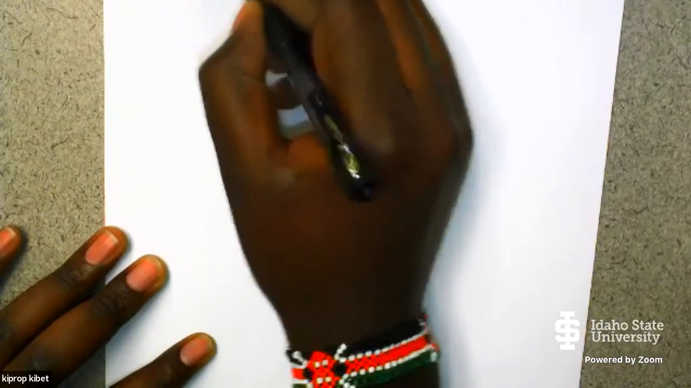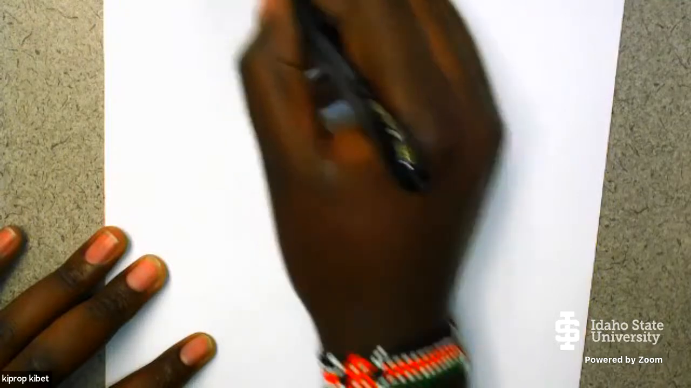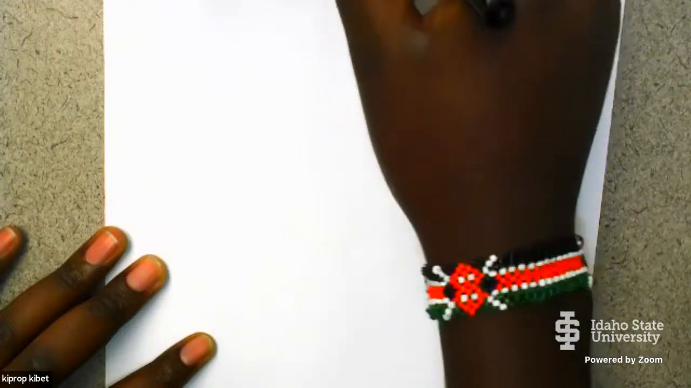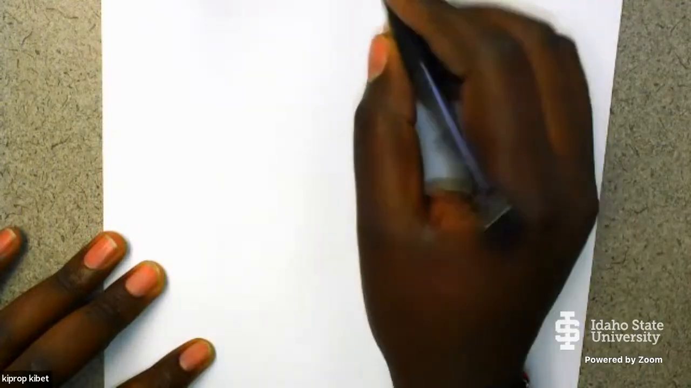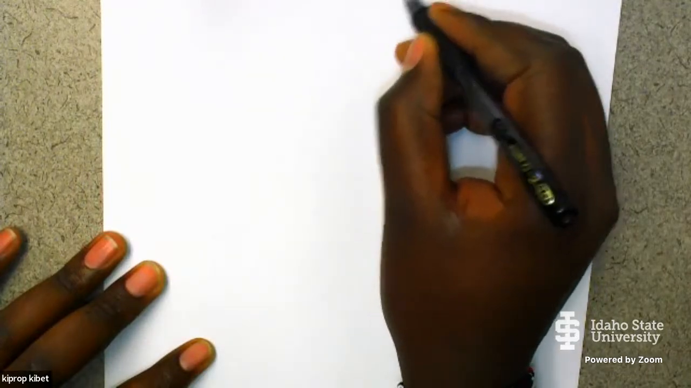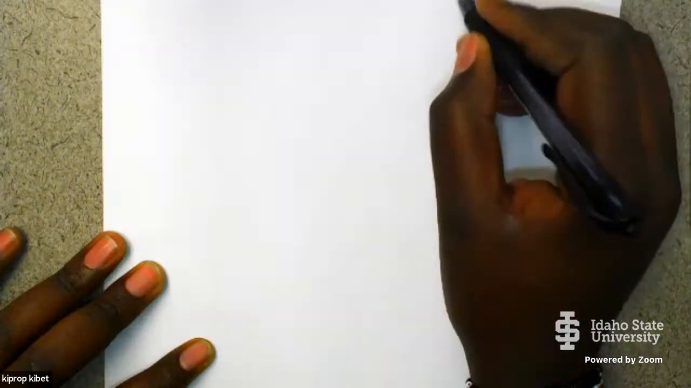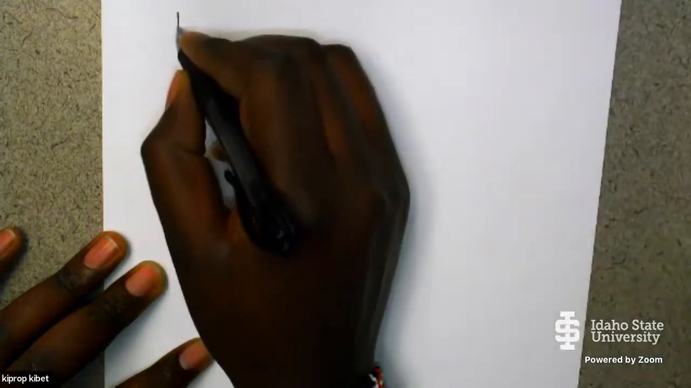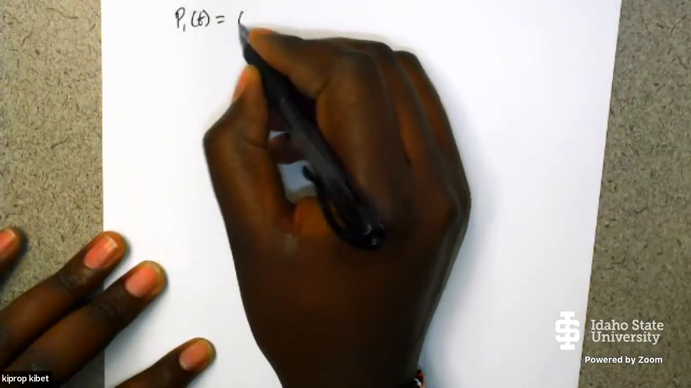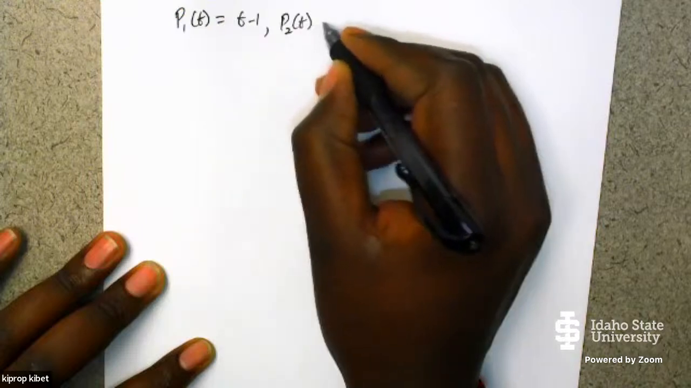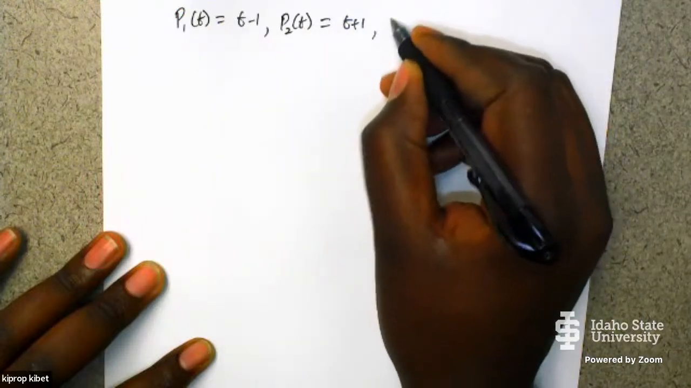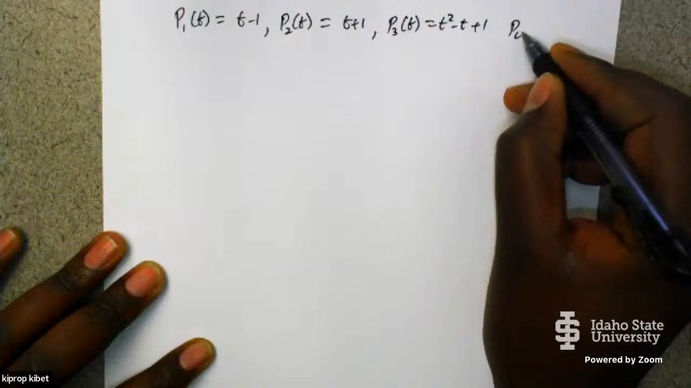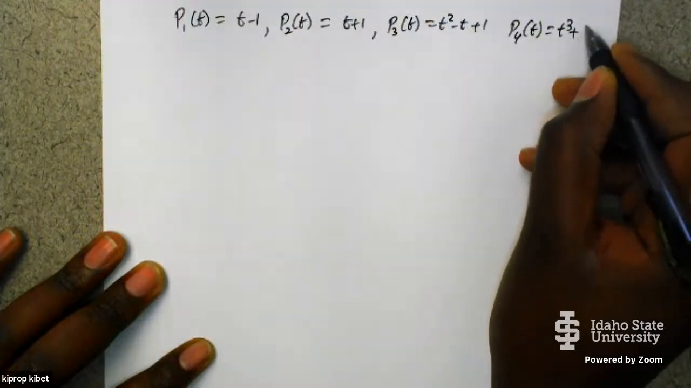B equals to P1 of T, P2 of T, P3 of T, and P4 of T in P3, where P1 of T equals to T minus 1, P2 of T equals to T plus 1, P3 of T equals to T squared minus T plus 1, and P4 of T equals to T cubed plus T.